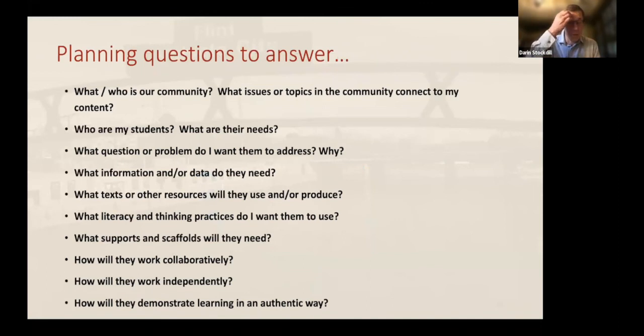And then, just some quick planning questions. So, who and what is our community? Again, what are the issues? Who are my students? What problems do I want them to address?